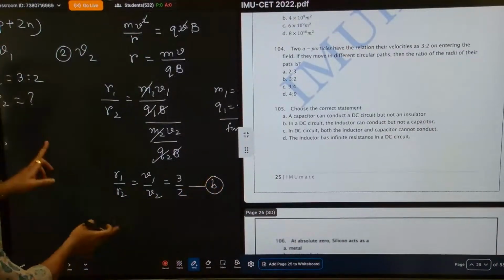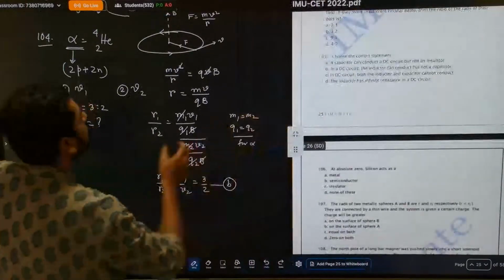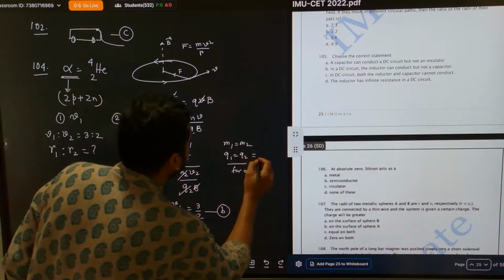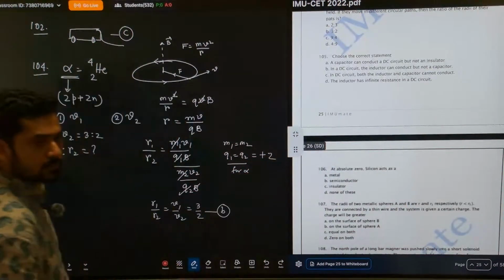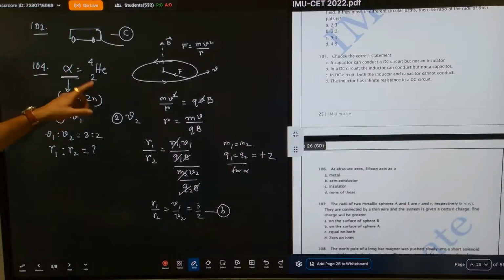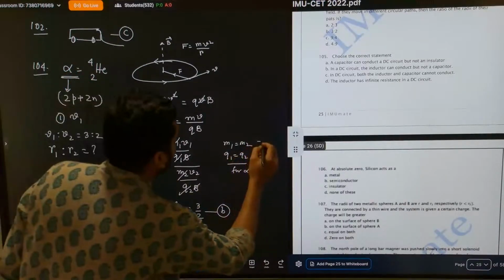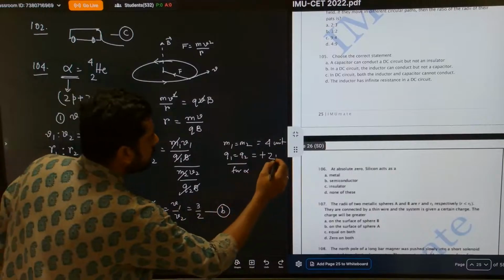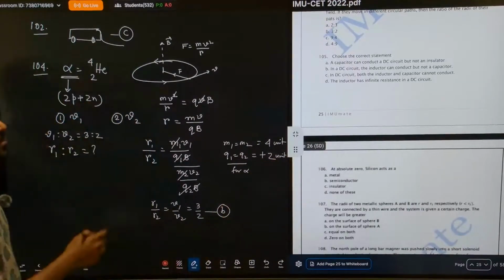Now look how we get into the approach. Alpha means helium 2,4, 2 protons, 2 neutrons. Charge is +2, so q1 equals q2. Both of them are +2. Mass number is the same for both of them, 4 units. Charge is +2 unit. So charge and masses are the same.